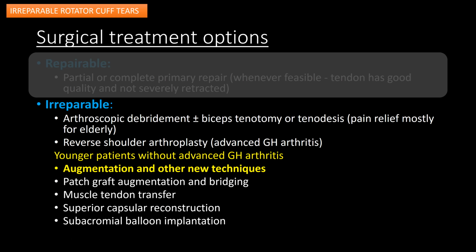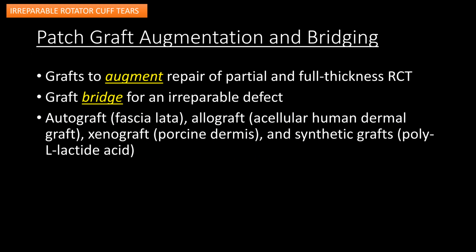And those include patch graft augmentation and bridging, superior capsular reconstruction, muscle tendon transfer, and subacromial balloon implantation. We're going to go over these 4. Starting with patch graft, augmentation, and bridging.